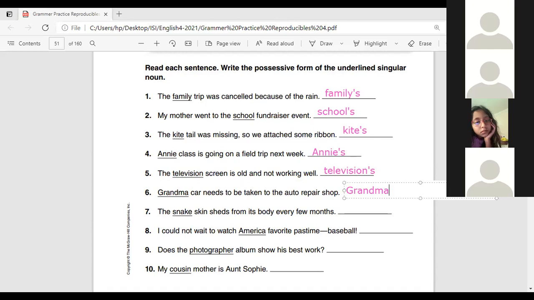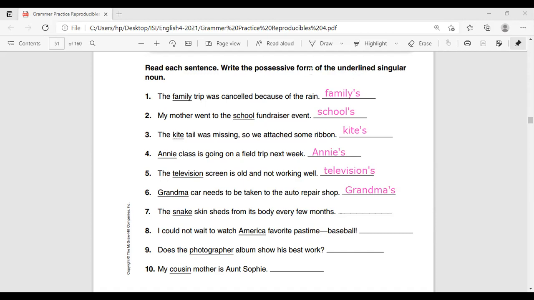Grandma. Then we add apostrophe. Why magic E? Who talked about magic E? We add apostrophe, then S to form the possessive. Yes, Rawad: apostrophe, then S. Grandma's car. Thank you, Rawad.